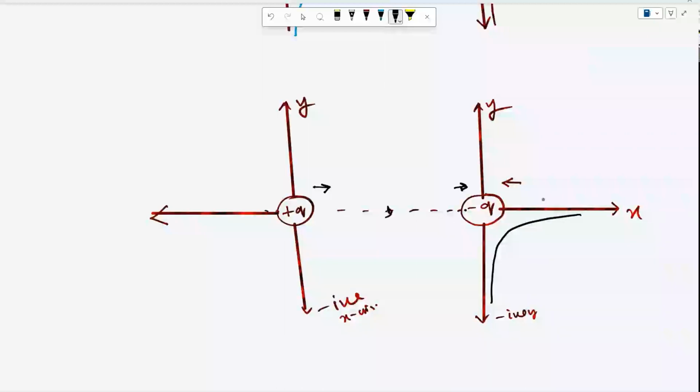What will happen at this point? If you gradually decrease the distance, this electric field decreases. Gradually, the value of electric field decreases, but it will never be equal to 0. We have seen that in electric field calculation, if a charge plus q and minus q are given here, strength of electric field is never 0 on the line segment joining these two charges.